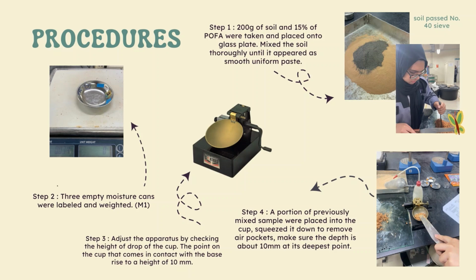Step 2. 3 empty moisture cans were labeled and weighed as M1. Step 3. Adjust the apparatus by checking the height of drop of the cup. The point of the cup that comes in contact with the base rises to a height of 10 mm. Step 4. A portion of previously mixed sample will be placed into the cup and squeezed down to remove the air pocket. Make sure the depth is about 10 mm at its deepest point.